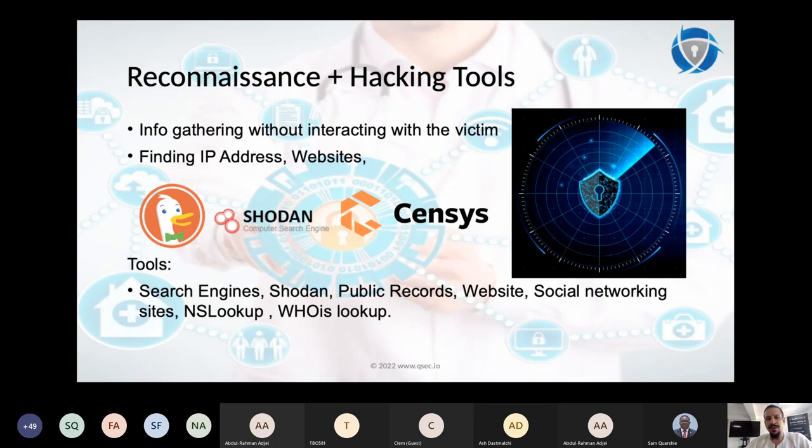It can be done using various websites, like we said earlier on: social media, public records, LinkedIn, and various other resources out there. Again, the whole idea is that we're not prompting the victim that we are out there looking for this kind of information. There are a bunch of different tools out there on the internet, apart from the usual search engines.